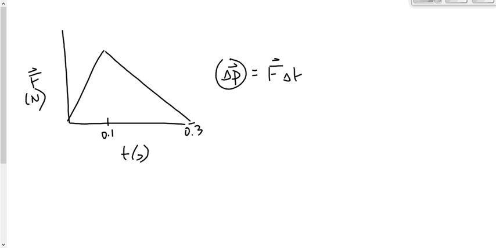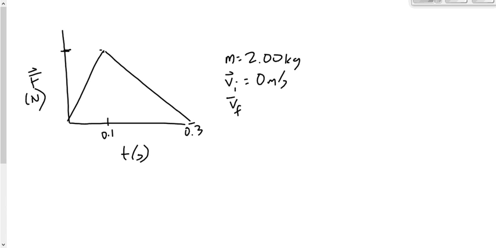This force is the average force. What's this force right up here? That's not the average force. That's the maximum force. Let's solve for this, okay? Let's figure out what that maximum force is. You need to be given a little bit more information first. So let's say the mass of this object is 2 kilograms. Let's say the initial velocity of this object is 0 meters per second. And let's say the final velocity of this object is 10 meters per second. And we want to find this value of maximum force right there. How would we go about doing that?